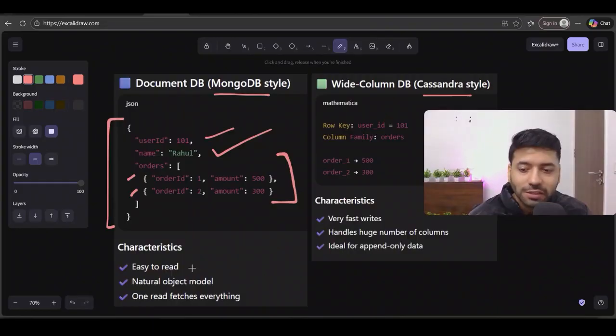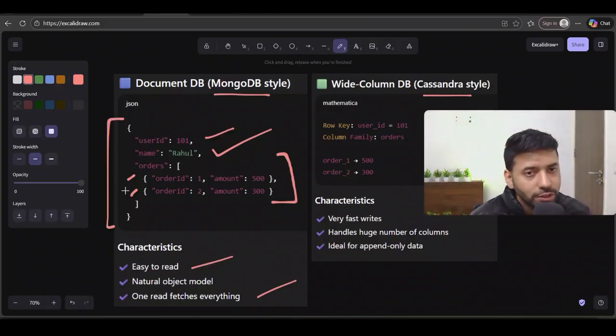What are the characteristics? It's easy to read because you can see everything in one document. It's a JSON document, so quite easy, and in one read you can fetch all of the information, right? So this is an embedded style where all of the information is present in a single document, correct? So in one read you will be able to get all the data.